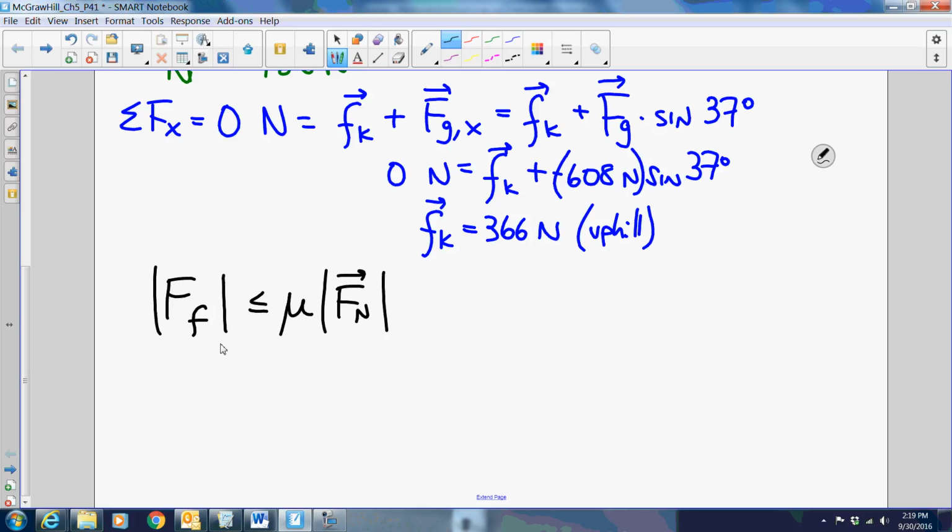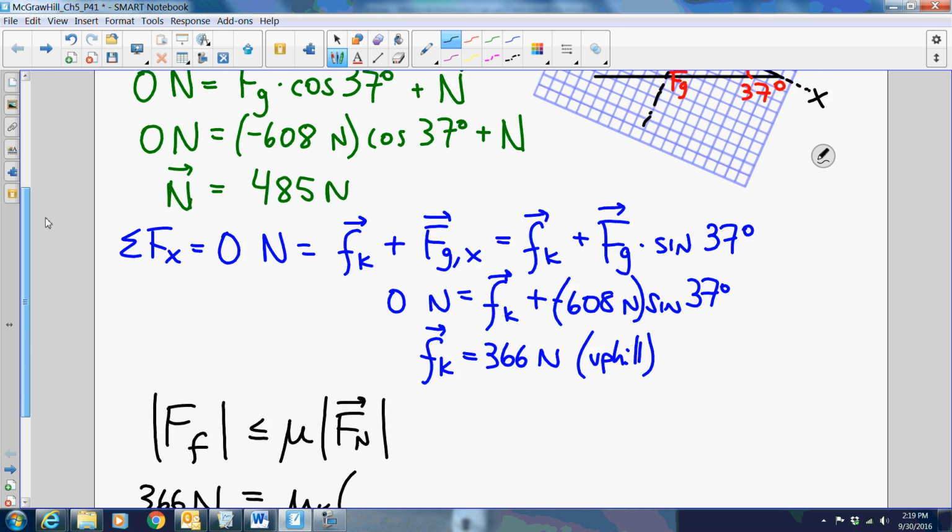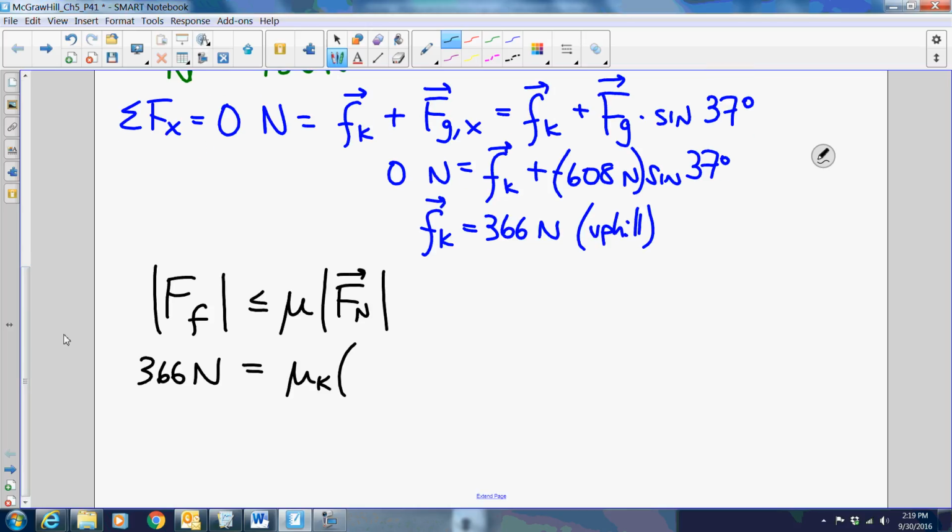So now I have 366 newtons. And in this case, I'm dealing with kinetic friction. That is an equality, okay? And then I have my, I already forgot the number, 485 here. Okay, and then the proportion of these here comes out to be about 0.75. And notice that the newtons cancel. Coefficient of friction is just a proportion.